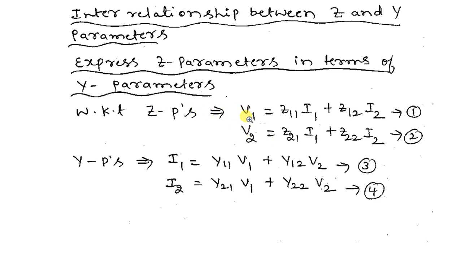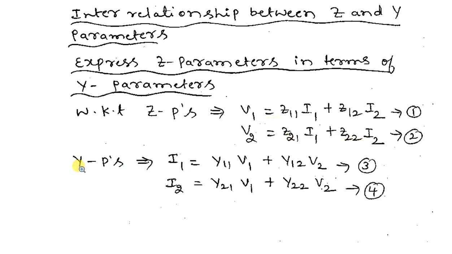Z parameter equations are V1 is equal to Z11 I1 plus Z12 I2. That is equation number 1. V2 is equal to Z21 I1 plus Z22 I2. So what are Z parameters? In Z parameters, voltages V1 and V2 are expressed in terms of I1, I2. Four parameters: Z11, Z12, Z21, Z22.